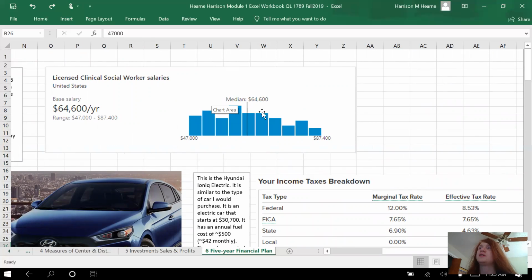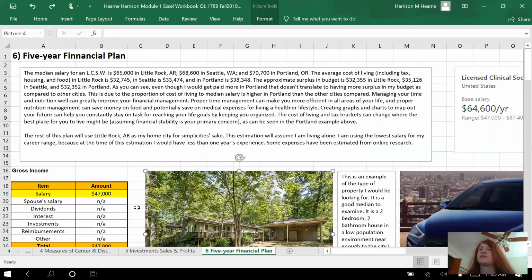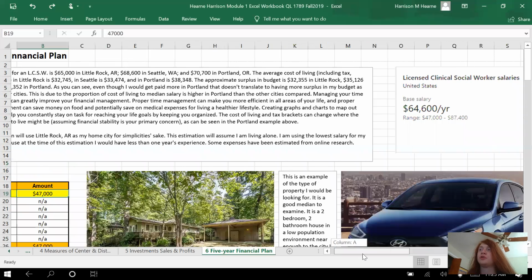So you can see the median salary in the United States for LCSWs is $64,600. This is also right about the same median salary as it is in Arkansas for an LCSW. You can see the total range here. The lowest would be paid $47,000, and the highest reported, at least, is paid $87,000. For the purposes of this 5-year financial plan, I use the 47,000 number for a few different reasons.